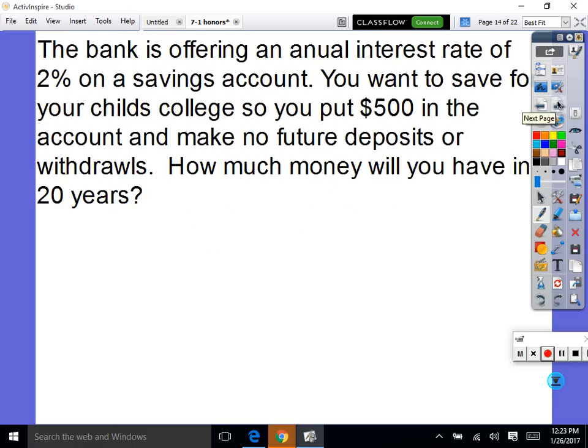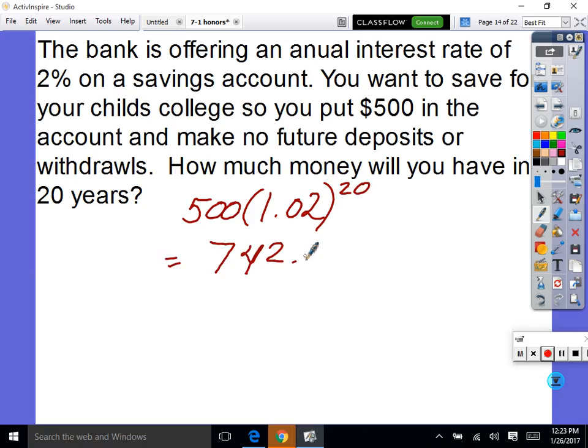The bank is offering an annual interest rate of 2% on a savings account. You want to save for your child's college, so you put $500 in an account and make no future deposits or withdrawals. How much money will you have in 20 years? So this is a basic one: 500 times 1.02 raised to the 20. And that's not very much money. Guess how much that comes out to be? $742.97. Looks like your kid's not going to college.